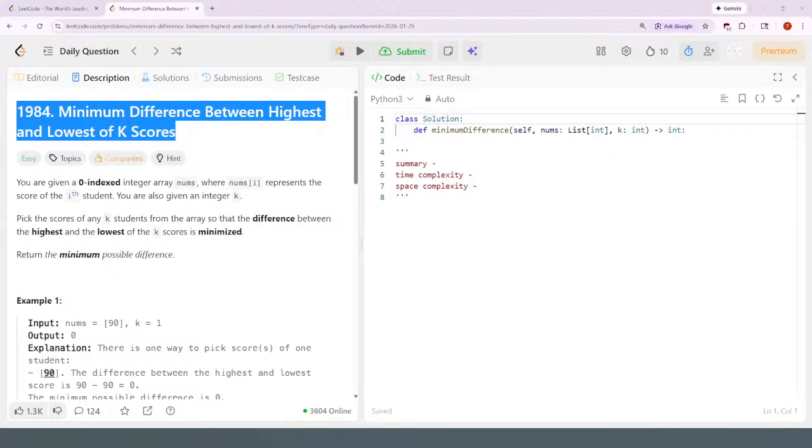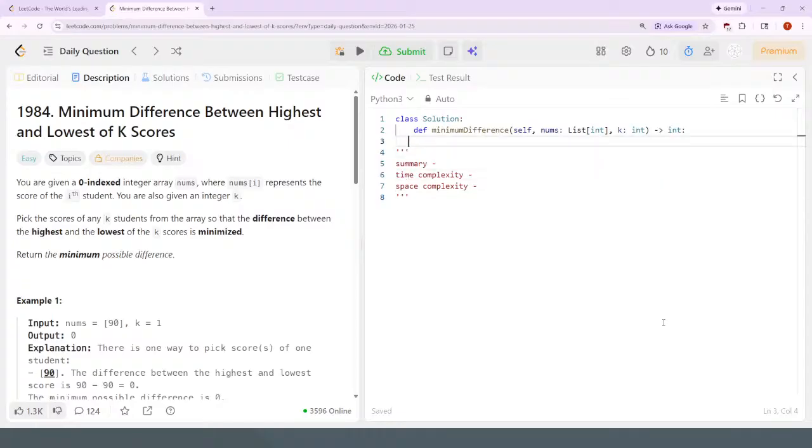Doobie doobie doo. Okay, looks like we have an easy one today. Hopefully it's not too Orwellian.